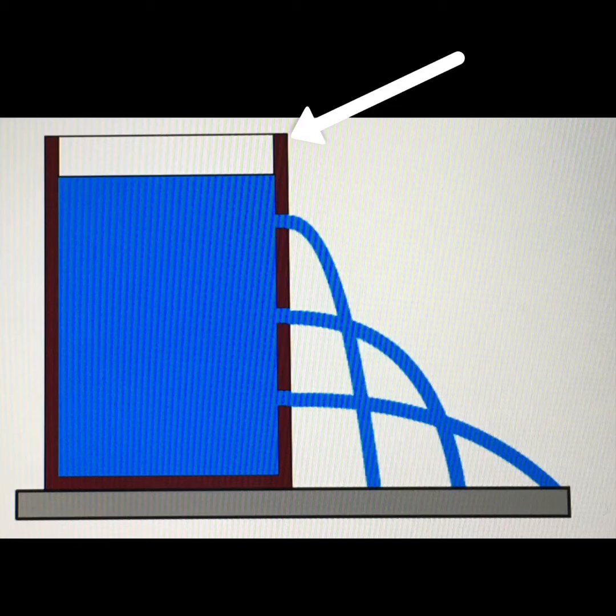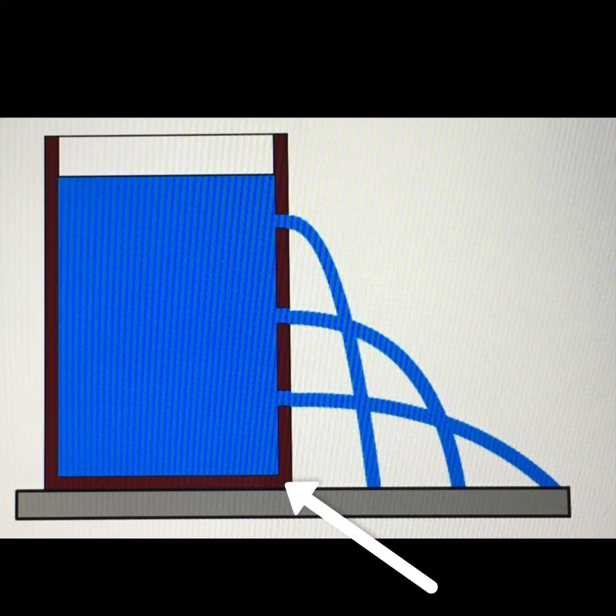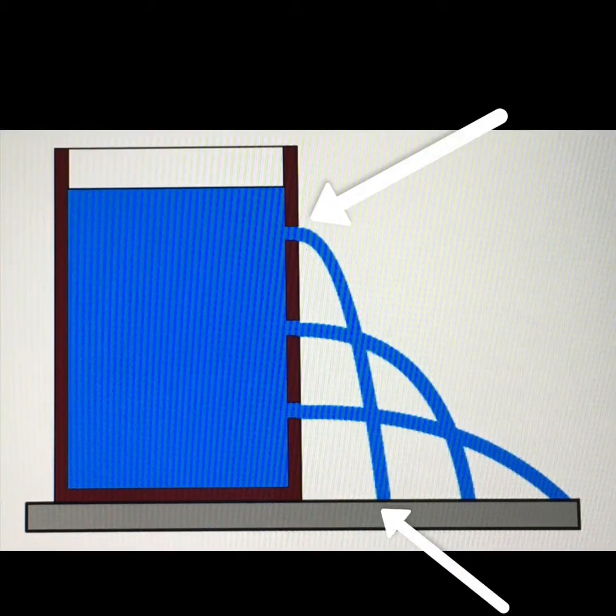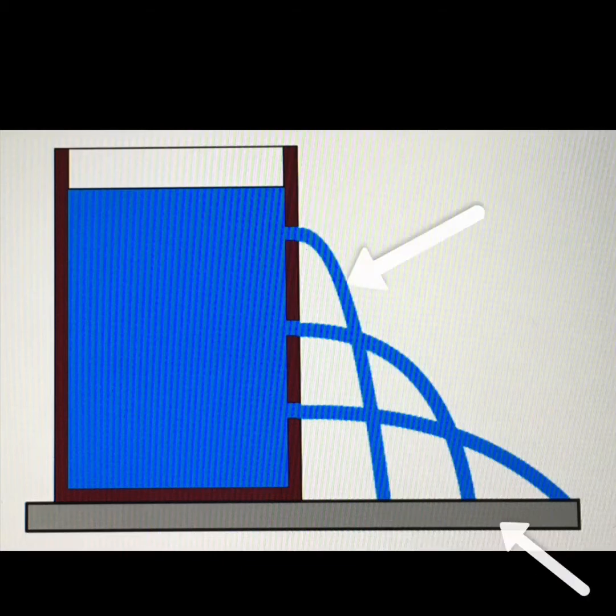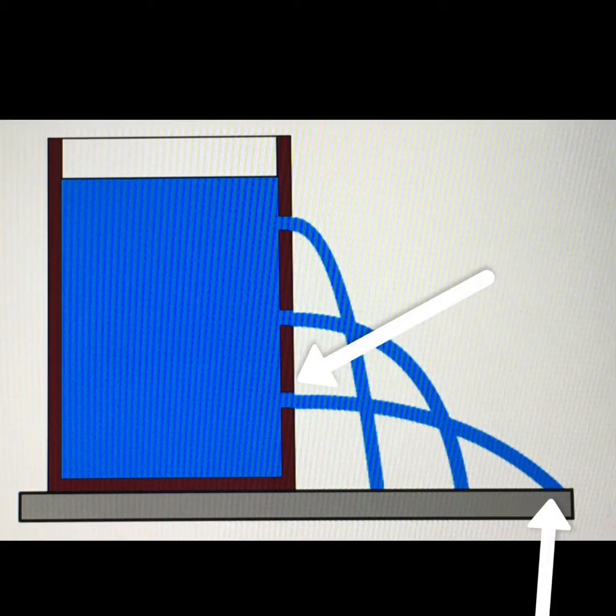We take water as an example, and it exerts pressure on the side walls of the container and also at the bottom. At the top hole, the depth is very less, so the pressure is also less, and the water falls very near. At the middle hole, the depth is a little bit more, so the water is falling a little bit heavier. At the last hole, because of the bottom, the pressure is very high because of the depth, so the water is falling very far away.